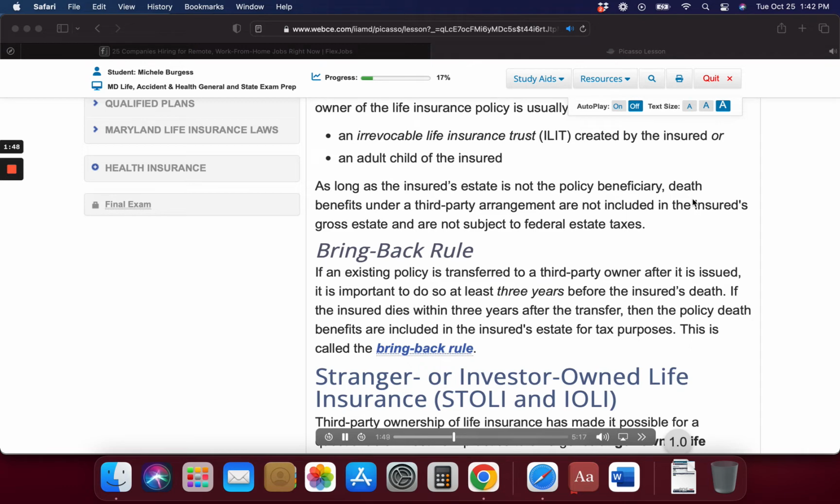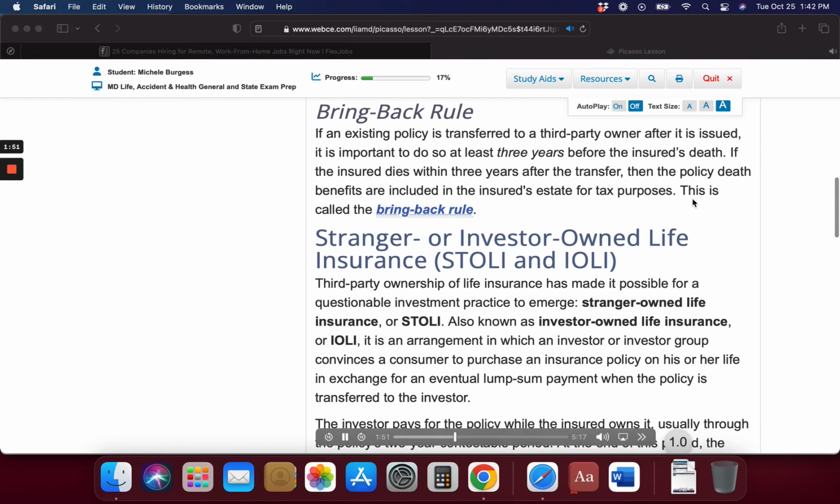Bring back rule. If an existing policy is transferred to a third-party owner after it is issued, it is important to do so at least 3 years before the insured's death. If the insured dies within 3 years after the transfer, then the policy death benefits are included in the insured's estate for tax purposes. This is called the bring back rule.